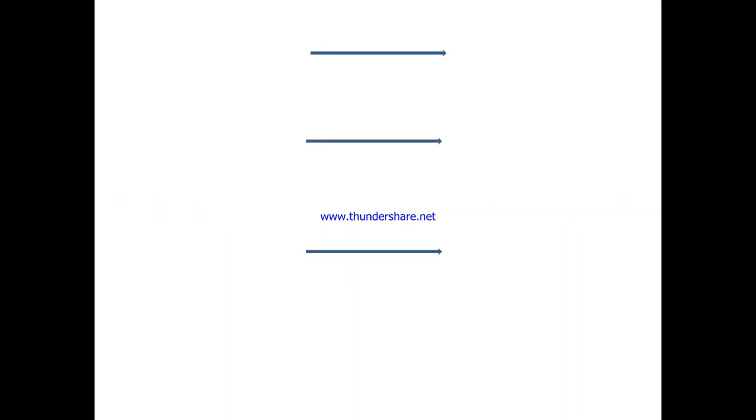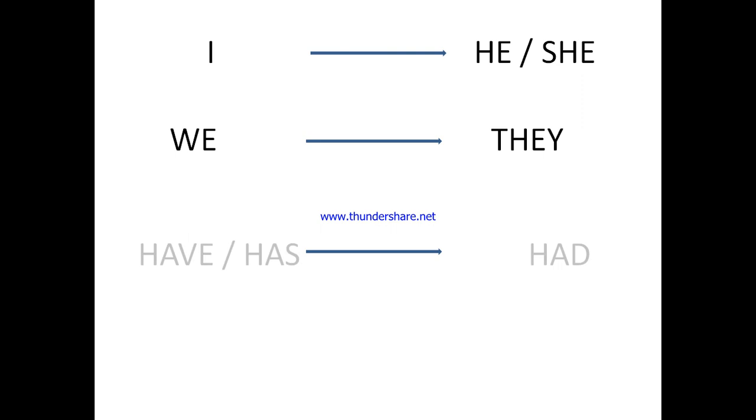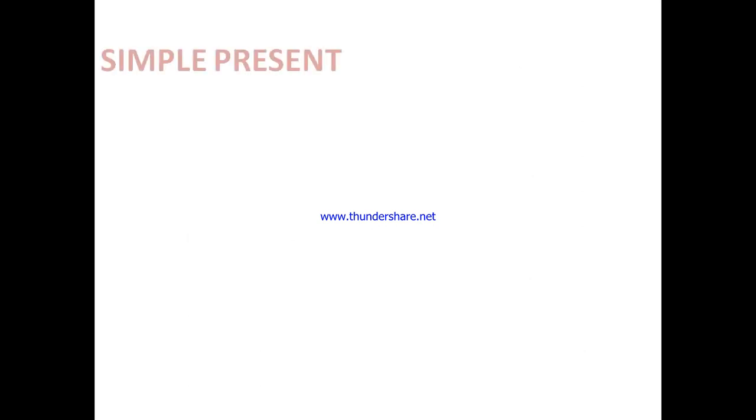In the direct speech and in the reported speech, the I in the direct speech becomes he or she in the reported speech. As you can see here, we in the direct speech becomes they in the reported speech or the indirect speech. And then have or has in the direct speech becomes had in the reported speech. All right, so let's go for some practice.